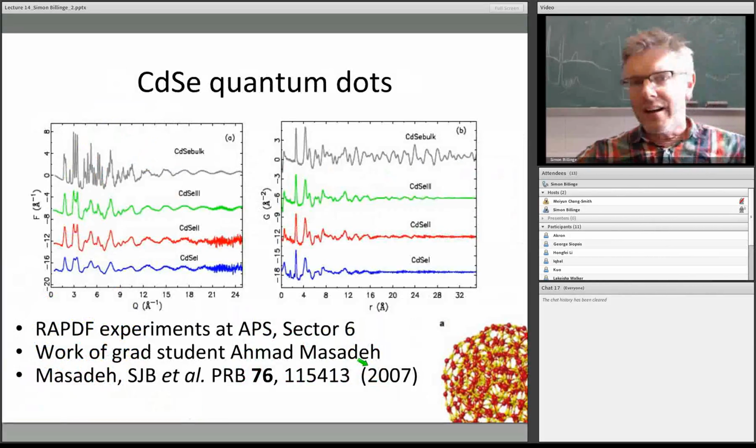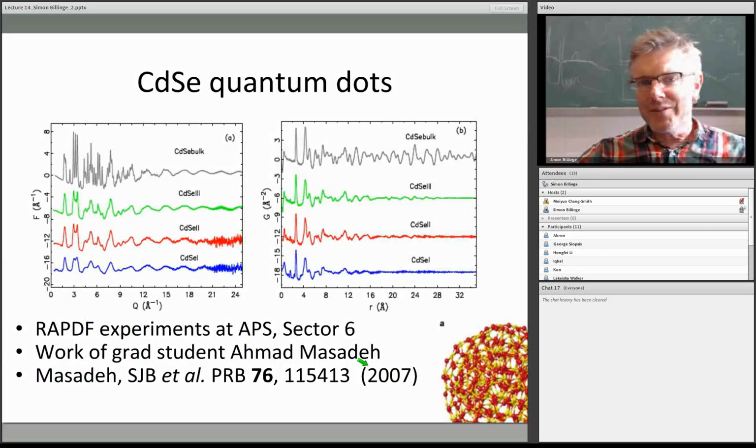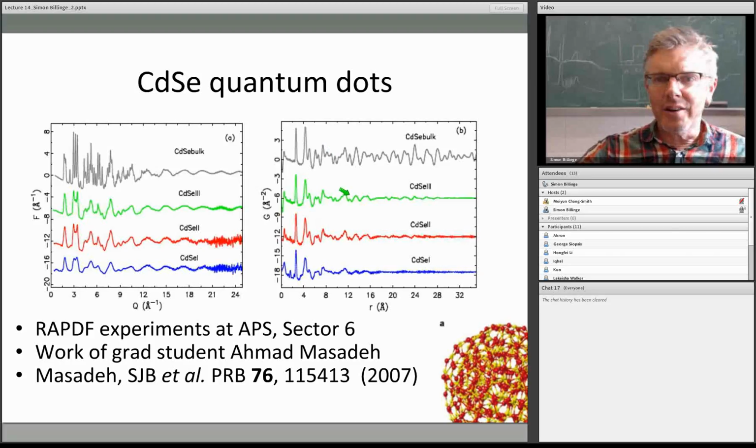So what we do then is we collect the data, and of course we get diffuse scattering patterns, as I've discussed, and we Fourier transform and we get PDFs. Now this is the PDF of a bulk cadmium selenide semiconductor, and these are the quantum dots. And what you can see is that the local structure is very similar. We have peaks always in the same positions, so the local structure looks like the bulk.